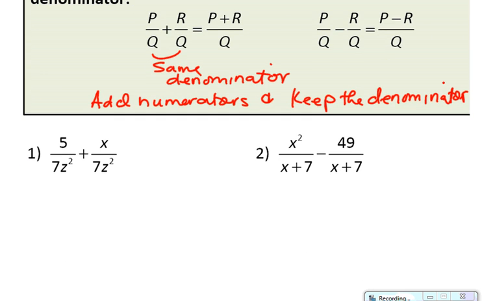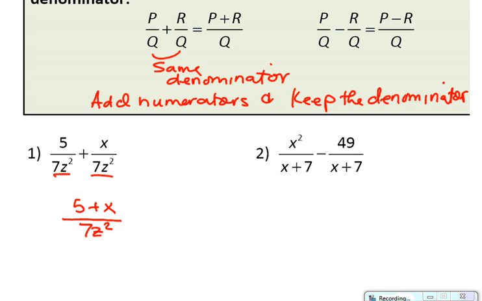So you can see that in this one we've got the same denominator, so we can add them. We'll keep the denominator, 7c squared, and we'll just add the numerators, 5 plus x. It's as easy as that. I'll look at it to see if it can reduce, and the answer is no, it can't.